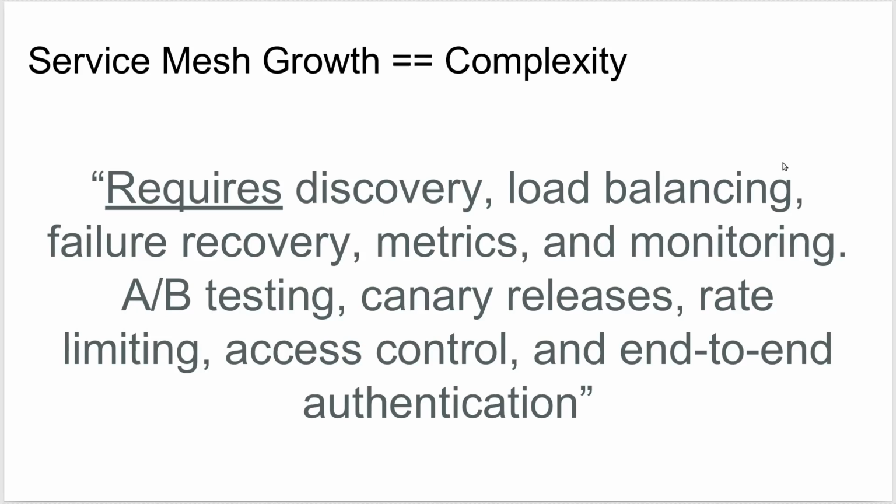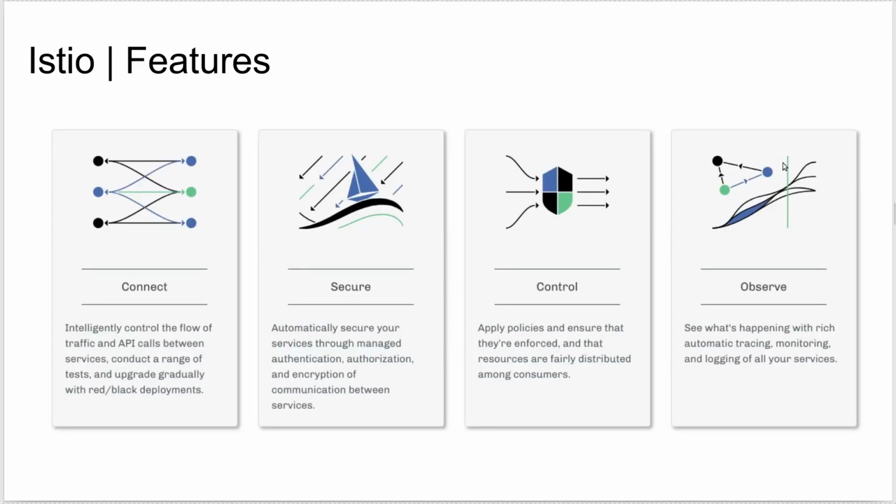So like I was saying, as you grow, you need more. You need discovery, load balancing, failure recovery, metrics, observability, monitoring, A/B testing, canary, rate limiting, and several other things. Security too: you might want TLS across every service call, etc. And Istio can deliver that with Kubernetes. Kubernetes will deliver part of the work, and Istio will deliver the rest.